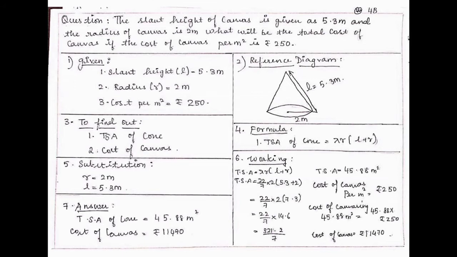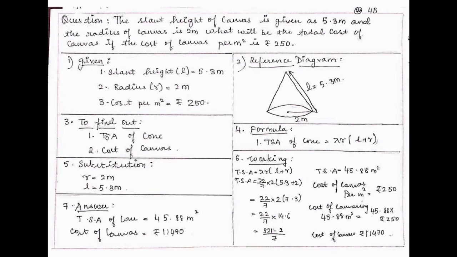So 22 by 7 into 2 into 7.3. When we multiply 7.3 into 2, we will get 14.6. So 22 by 7 into 14.6, and the whole divided by 7. When we multiply 22 into 14.6, we will get 321.2 whole divided by 7. So when we divide, we will get TSA as 45.88 meter square. So we have found the TSA.